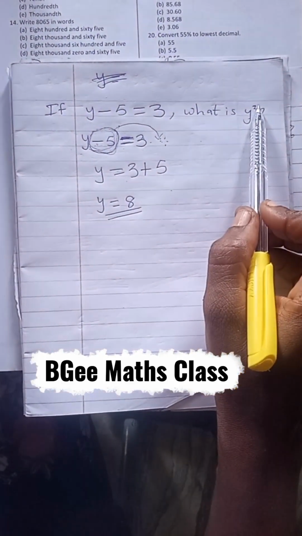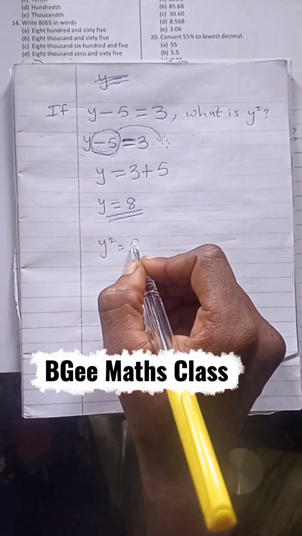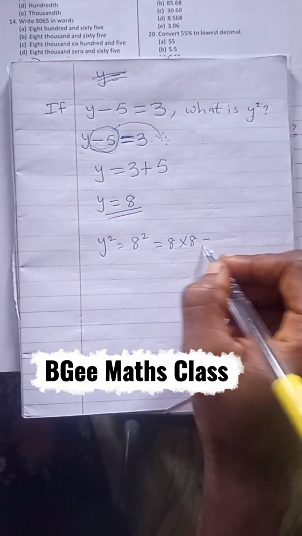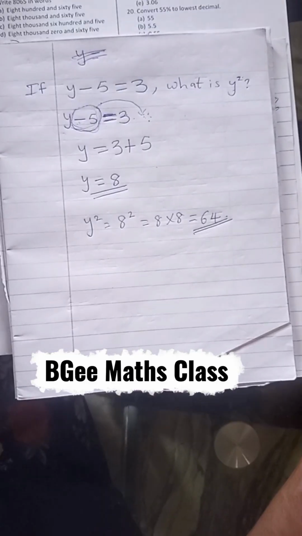Now, the question is to find y square, so we are not entirely there yet. If y is 8, our y square will be what? 8 square, which is 8 times 8, which is 64. That's it. I hope you understand.